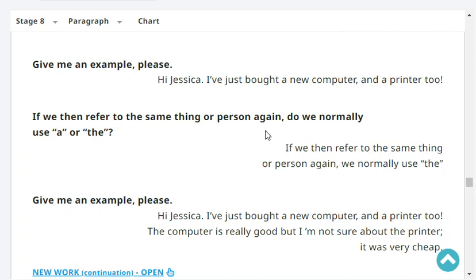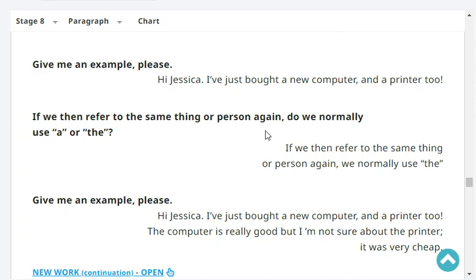If we then refer to the same things or person again, do we normally use a or the? If we then refer to the same things or person again, we normally use the.